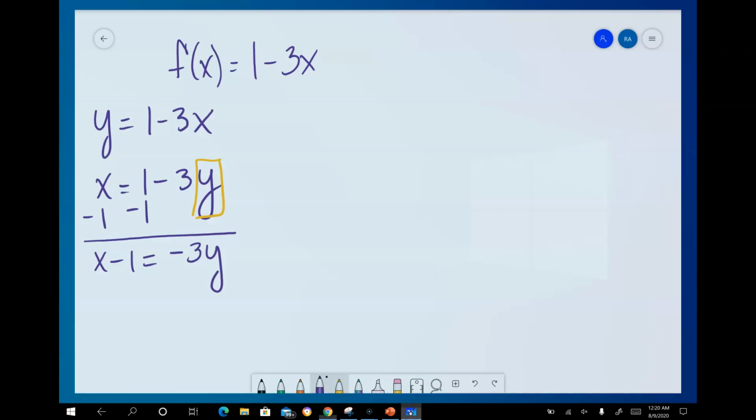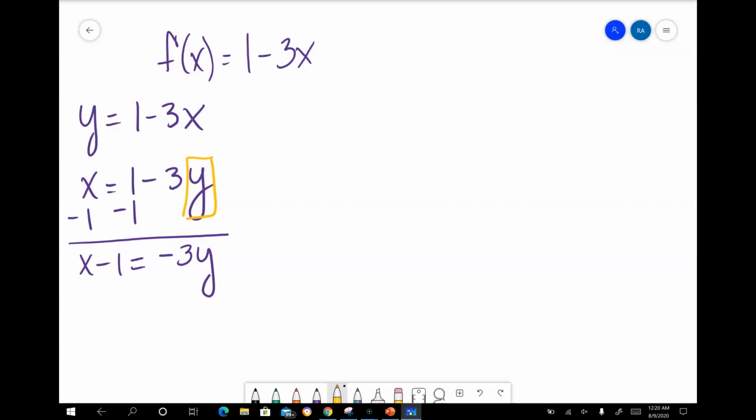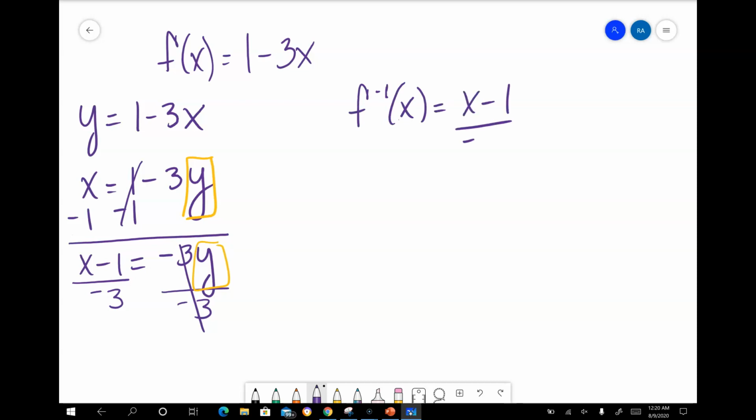Now we are still trying to get y by itself. So we're going to get rid of that negative 3 by dividing. Okay, that canceled and that canceled. So now we write it in the fancy notation. f inverse of x equals x minus 1 divided by negative 3.